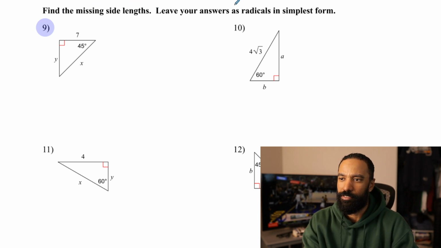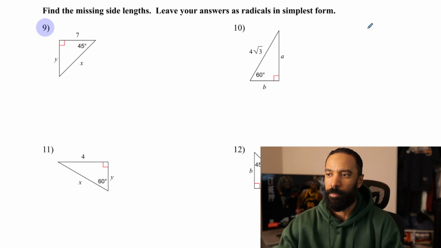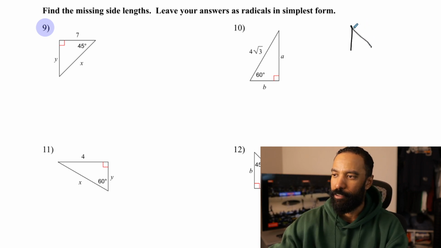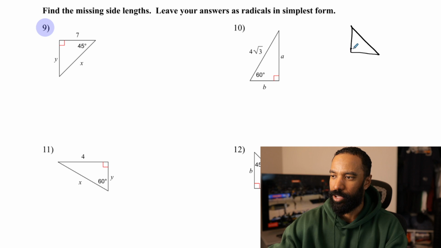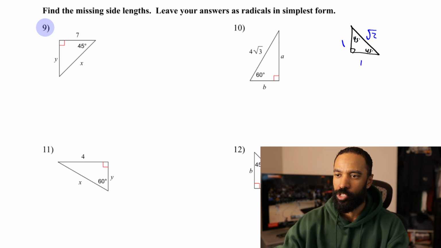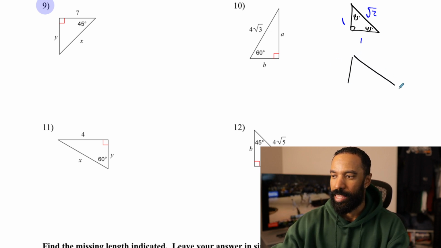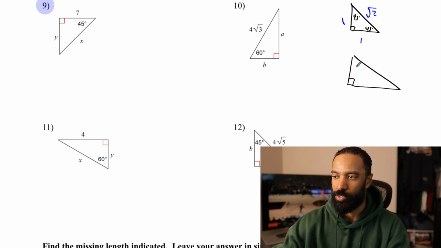Find the missing side lengths. Leave your answers as radicals in simplest form. My go-to for these things is my 45, 45, 90 triangle has a 1 to root 2 ratio relationship of my sides. If either leg is 1, the other is the same. Whatever it is, the other is the same. And then the hypotenuse is root 2 times larger.